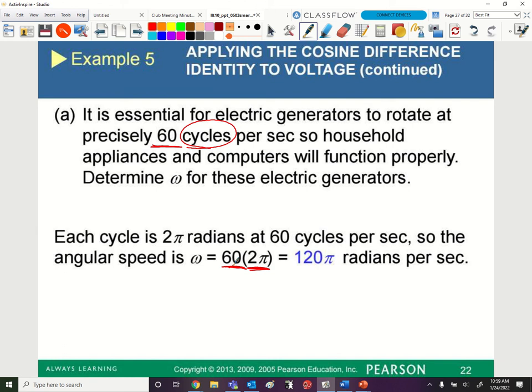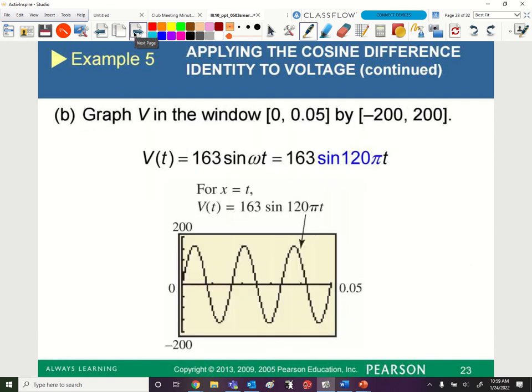Determine W for the electric generator. So it's going to come out to be 60 times 2 pi. My W, what I just found, was 60 rotations, and each rotation is 2 pi. That's going to give me 120 pi, and that's radians per second. So these are just going to be plug-in type problems. Here's what it looks like on a graph.